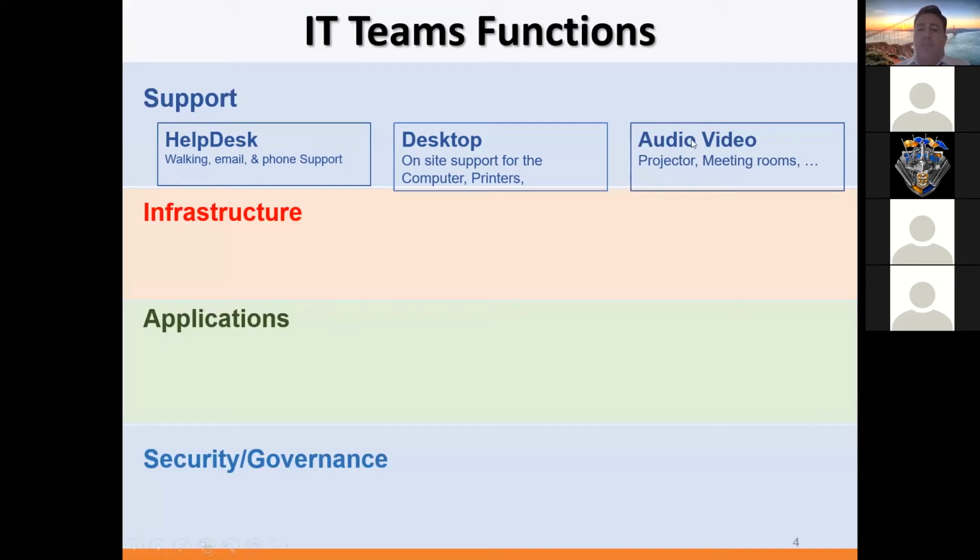So we have 3 different major jobs. Help desk for the phone, for the email, for the support. Desktop are the guys who fix the computers and the printers, and audio video are the guys who support the media and the audio video stuff. Now, can somebody tell me about the infrastructure team? What is the infrastructure team?